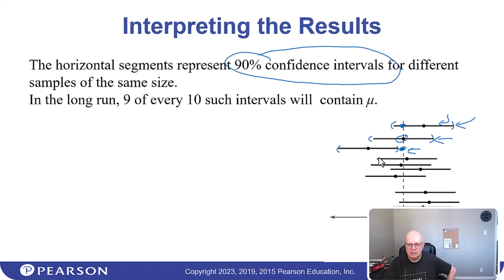The next one, mu is inside that confidence interval. Next one, it is in there. Next confidence interval, it is in there. Remember, these black dots represent the sample mean that we're using to get those confidence intervals. Next one, mu is in there. Next one, mu is in there, even if it's to the left or to the right. Mu is there, mu is in that confidence interval.